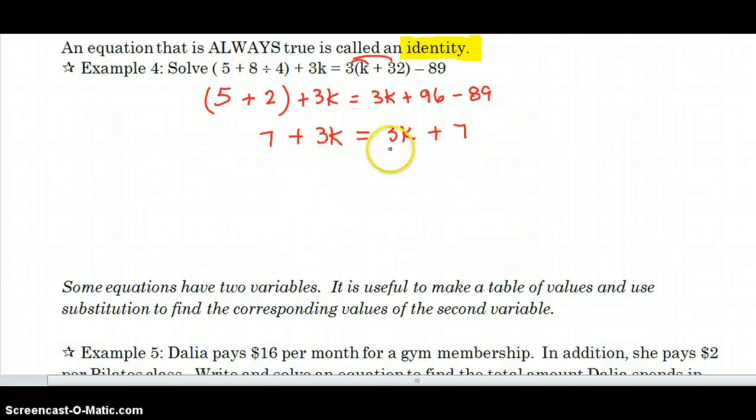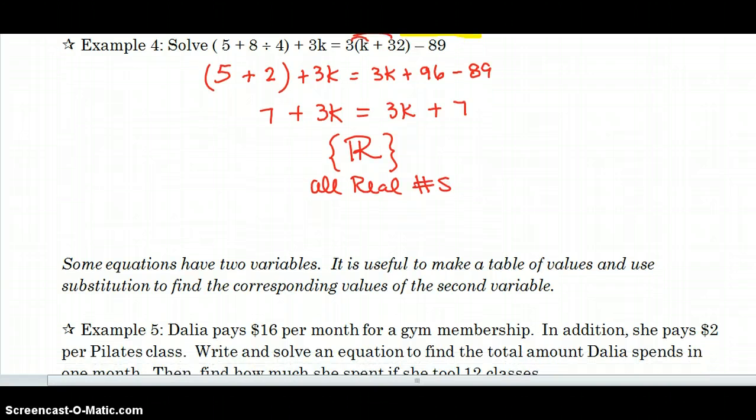The commutative property is happening here. They are equal. They will always be equal no matter what value I substitute in for k. So this is all real numbers, and we do all real numbers with a capital R. That would be our solution set. This stands for all real numbers. All right, so that's one of each kind.